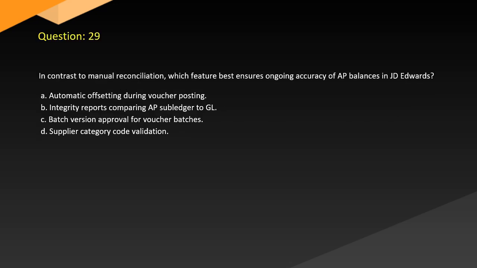Question 29. In contrast to manual reconciliation, which feature best ensures ongoing accuracy of AP balances in JD Edwards? A. Automatic offsetting during voucher posting. B. Integrity reports comparing AP subledger to GL. C. Batch version approval for voucher batches. D. Supplier category code validation.